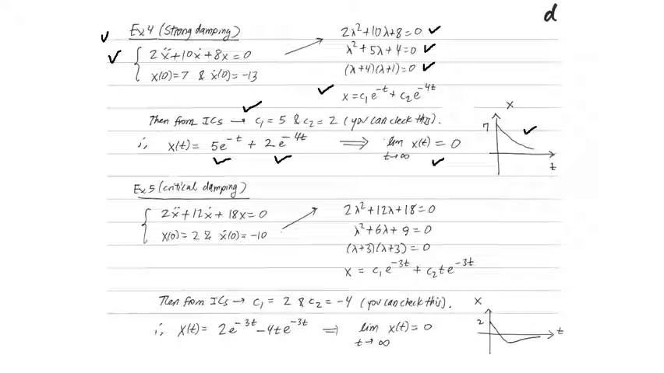Now for another more concrete example, we'll look at example 5 here. So we'll look at this initial value problem. This is going to turn out to exhibit critical damping. And again, we start by finding the general solution by writing down the characteristic equation.